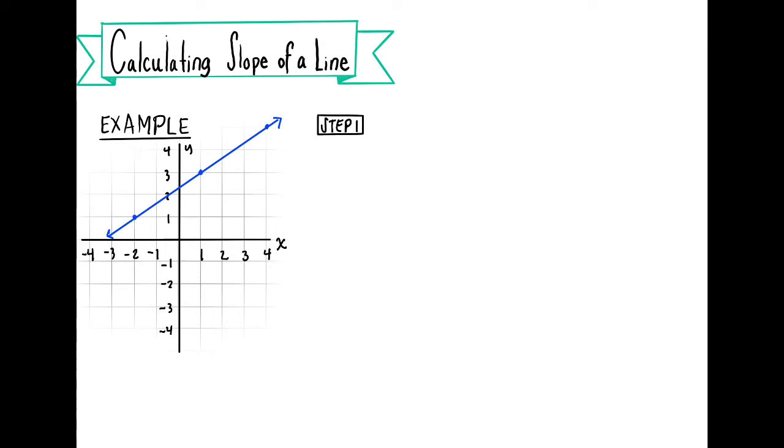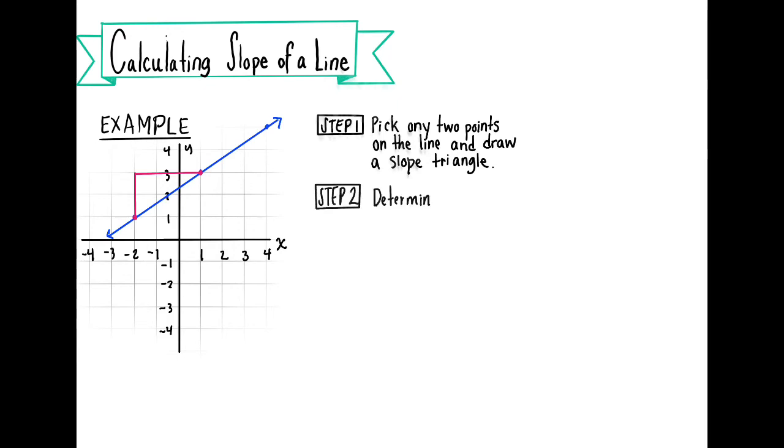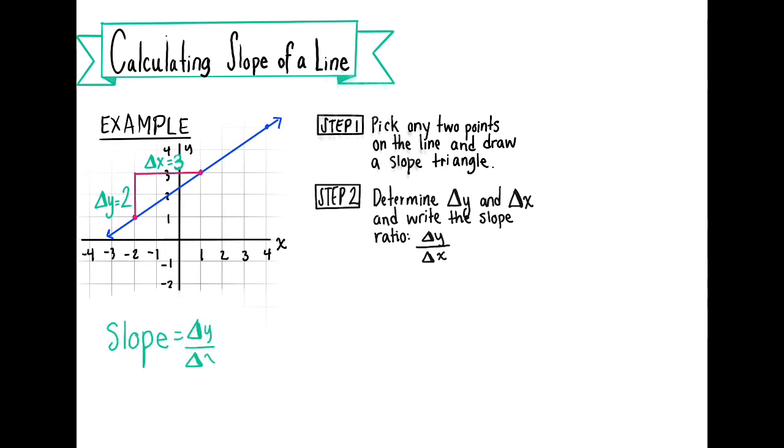Between the 2 points, you want to form your rise over your run, so your change in y over your change in x, the slope triangle. This one goes up and to the right, and I chose those 2 points. It doesn't matter what 2 points you choose. The second step is to determine your change in y and change in x, and write this as a slope ratio. Our change in y is 2, and the change in x is 3. So my slope ratio would be 2 over 3.